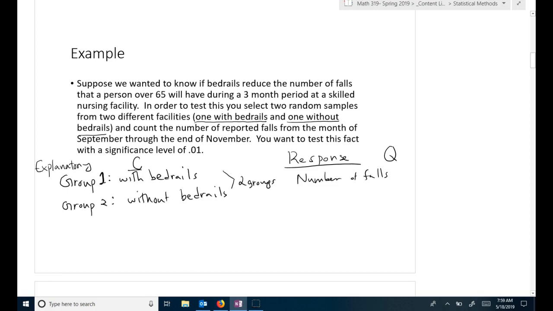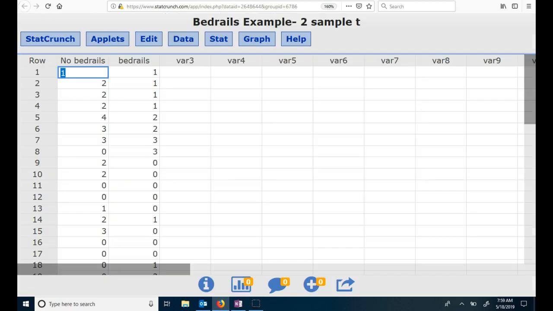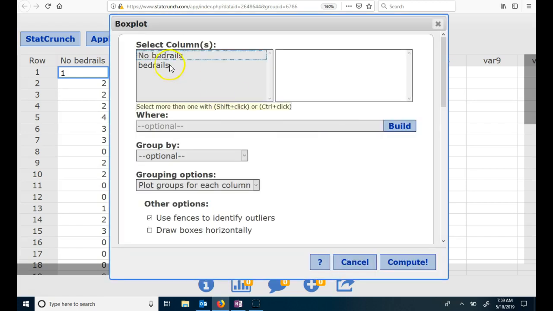Okay, great. Now, what I'm going to do is examine my data. I've developed a data set for this particular question. I'm going to go into StatCrunch. This is my bed rails example. What I'm first going to do is look at a box plot. This is a categorical to quantitative comparison, so that's why we're going to use the box plot. So I'm going to click box plot. Column 1, no bed rails. Column 2, with the bed rails.